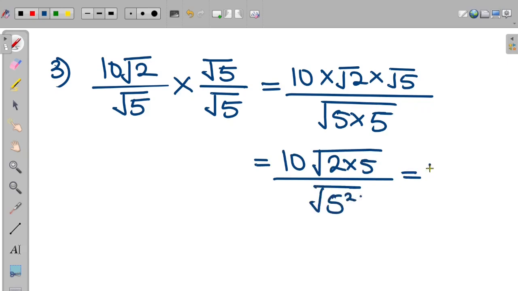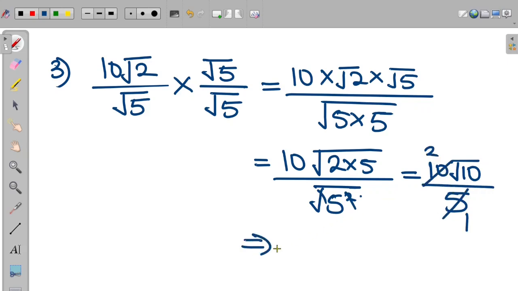So this is giving us 10 multiplied by root 10, because 2 times 5 is 10, divided by, since we square, we take out the root and we are left with 5. At this point, if 5 enters itself, we have 1. 10 divided by 5, we are left with 2. So therefore, this is equal to 2 root 10.